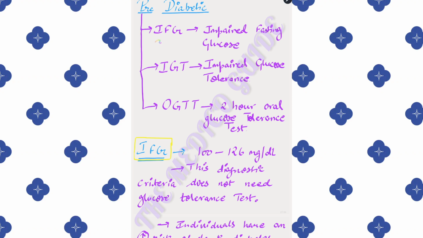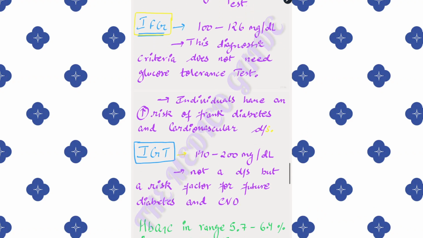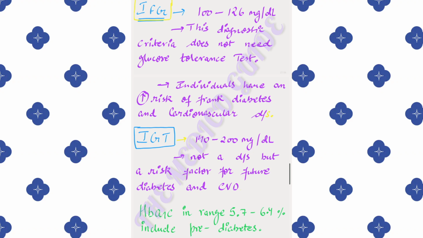The first term I would like to introduce is the IFG, impaired fasting glucose. The second is the IGT, or impaired glucose tolerance, and the third is the OGTT, the 2-hour oral glucose tolerance test. Studying briefly about each one of these terms, I hope you will understand them, because this is the simplest way that I could explain all these terms without making any confusion.